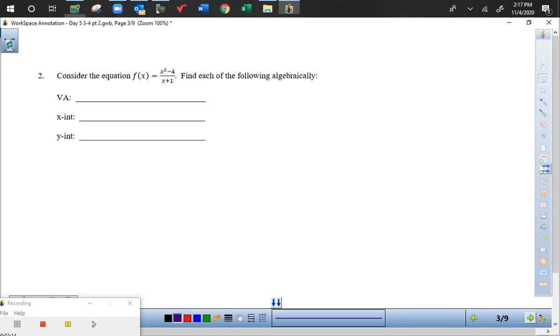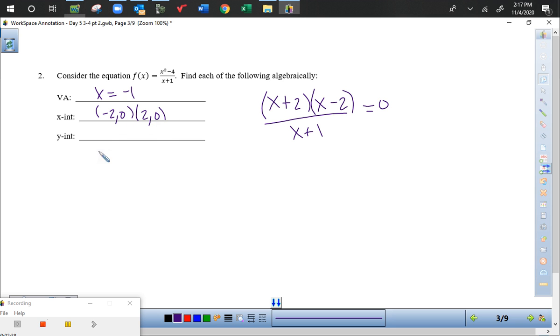Second one here, graphed, the equation actually just flip-flops what you saw before. So we only have one vertical asymptote this time at negative 1, but because there are two things on top, we have two x-intercepts when we set that equal to 0 at negative 2 and positive 2. The y-intercept, again, I recommend using the original, and the only thing we have left is negative 4 divided by 1, or negative 4 for that.